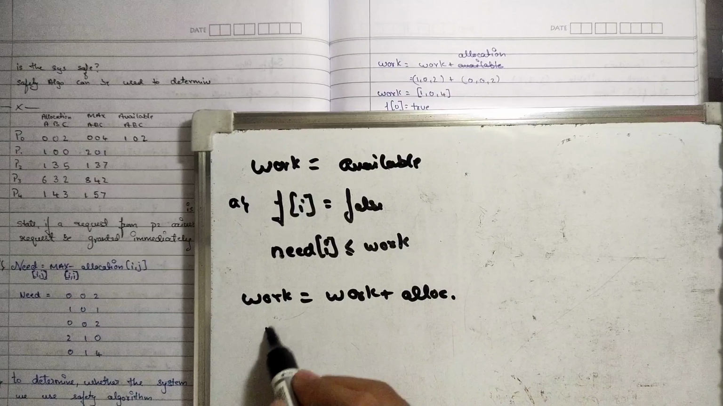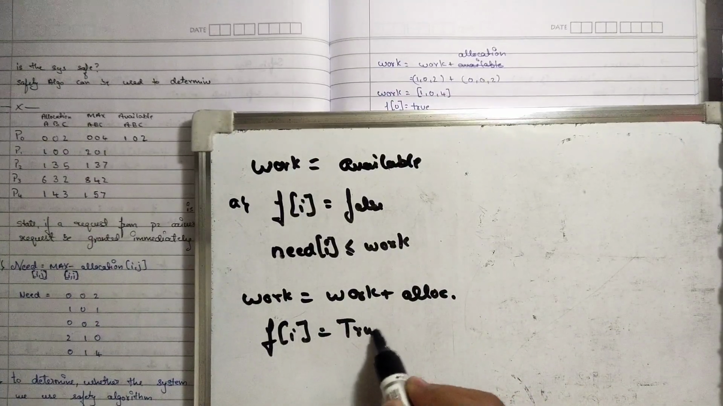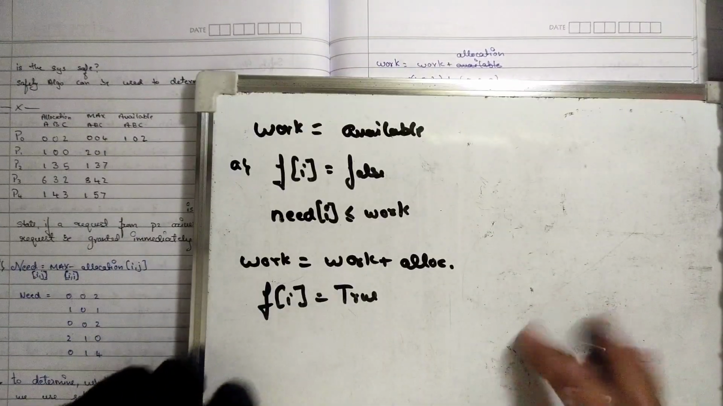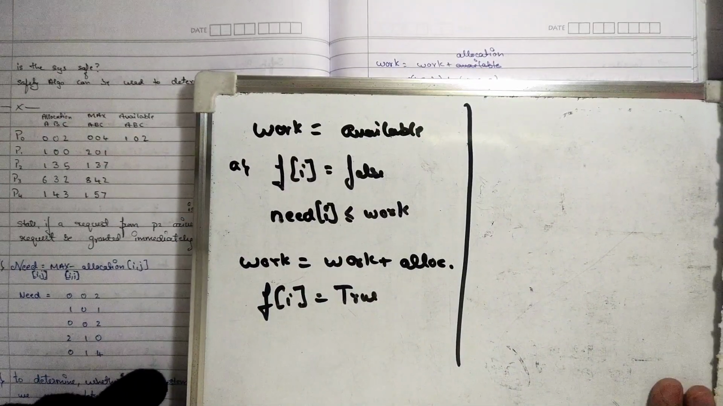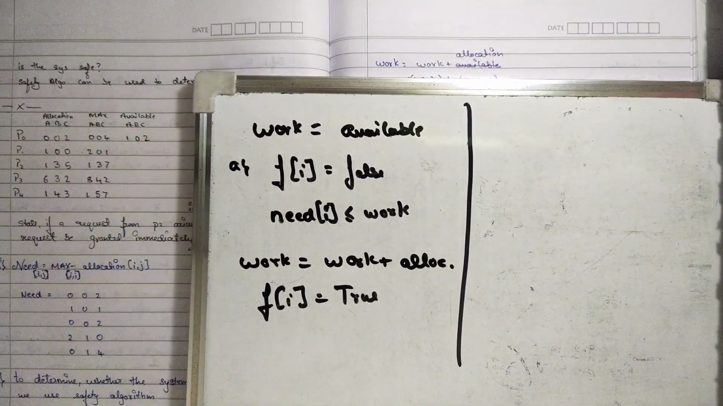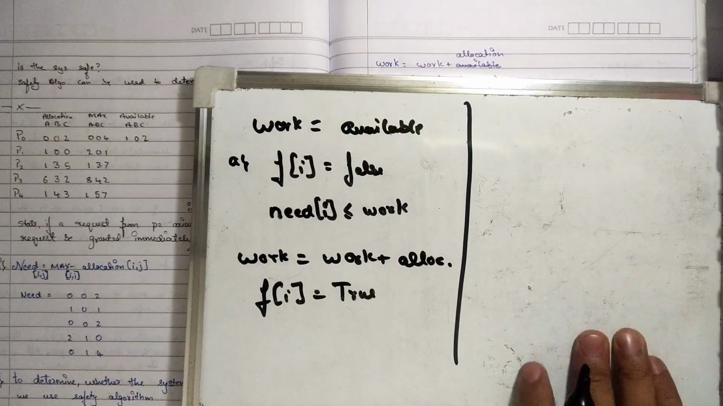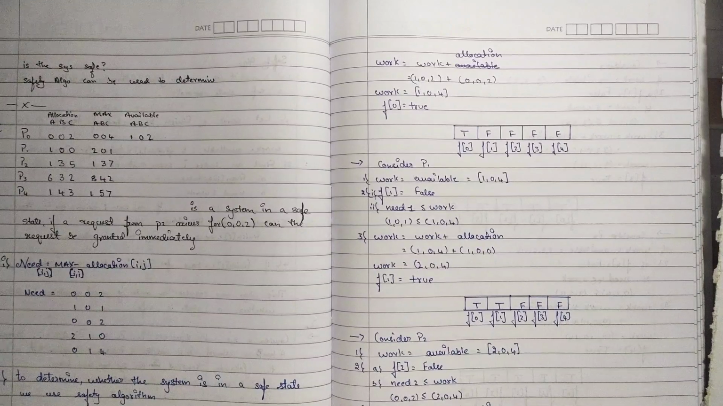Then f of i, which was there, we make true, and we update it in the chart or queue. Another thing we will encounter later: suppose they ask whether a request for this much resource access can be granted immediately. If it satisfies the requirements, it will be granted. If not, you can write that it won't be granted immediately. We will do that later. First we will see how this problem is solved.